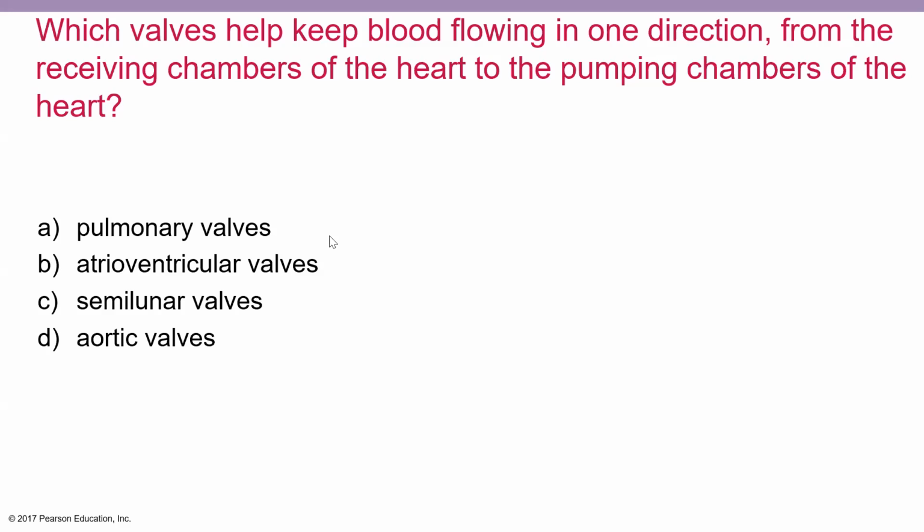Okay, pulmonary valves are between ventricles and arteries. Semilunar valves are also between ventricles and arteries, and aortic valves are also between ventricles and arteries. So remember, aortic and pulmonary valves are the semilunar valves, okay? Atrioventricular valves are between atria and ventricles, and those are the bicuspid and tricuspid valves. So the key to understanding this was understanding what is a receiving chamber, that's the atria, and what is a pumping chamber, that's the ventricle, okay?